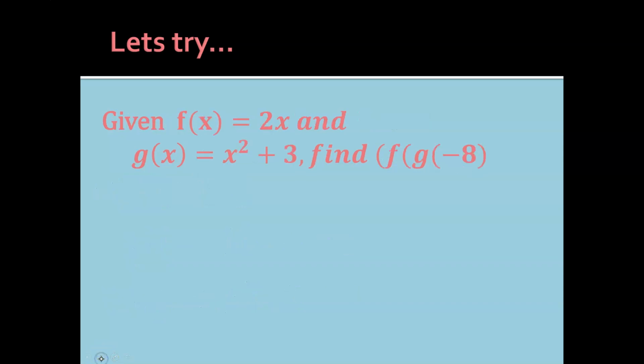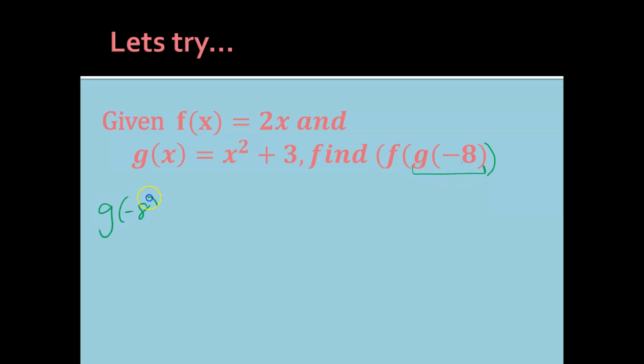Next one. This one, I alternate between both notations, okay, so you can get familiar with both of them. So this one says given f of x equals 2x and g of x equals x squared plus 3, find f of g of -8. There should be another parentheses here. So you're working inside out. So first I need to figure out what is g of -8. So let's figure out that.